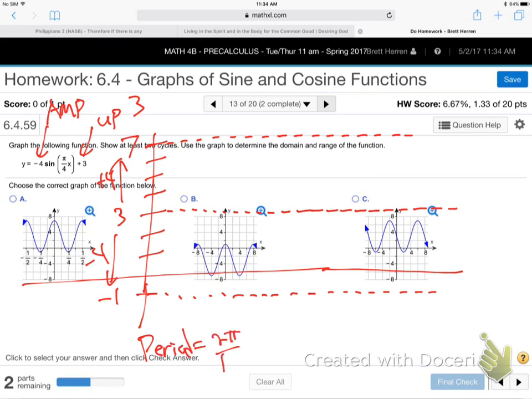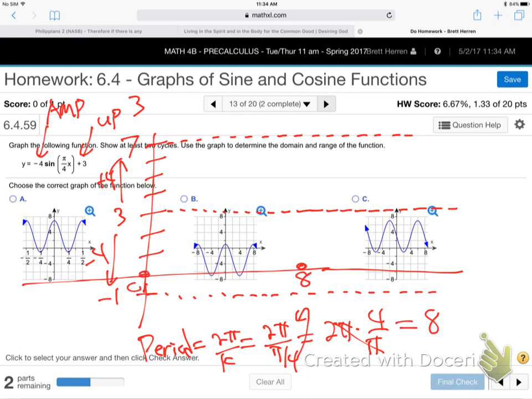Two pi over k. What's k? K is pi over 4. So then you flip that up. It's 2 pi times 4 over pi. The pi's cancel. It's 8. We good? So between 0 and 8, not 8 pi, but just 8.